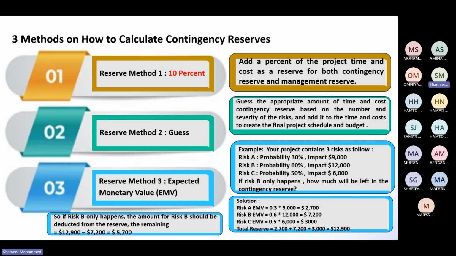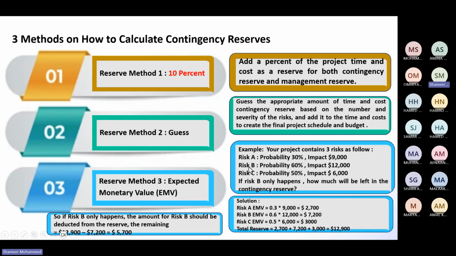Another one here, expected monetary value. You are going to calculate this one here. See, imagine that there are three types of risk in your project. Risk means danger or threats in your project. The first risk: there is a probability, meaning chance, of 30% that risk A will happen. If it is happening in your project, it will impact $9,000.